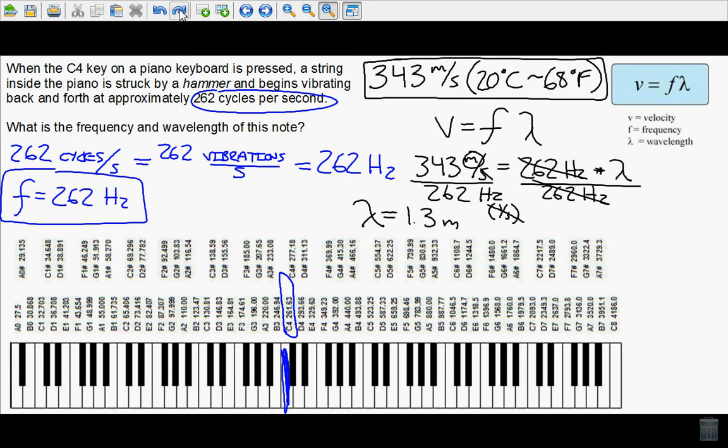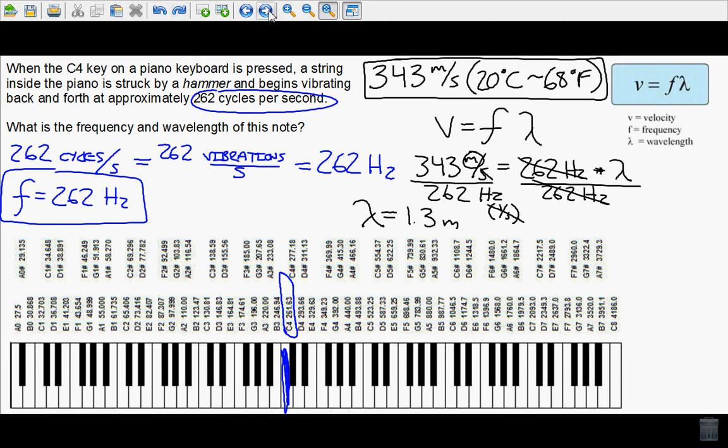So one wave covers 1.3 meters of distance, but we have 262 of those waves occurring every second. So we're covering 343 meters every second that goes by. The wave itself corresponds to the frequency. A shorter wave like that corresponds to a higher frequency or a higher pitch. And actually on the keyboard you can see that C4, or 262 hertz, is not very high and not very low. It's kind of a medium frequency.